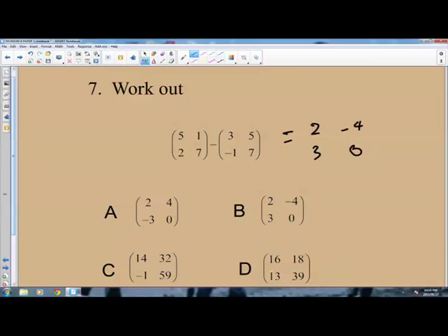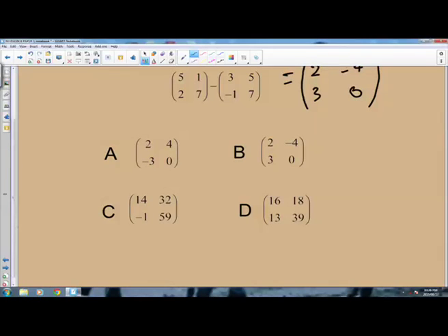So let's check if that is what we did. It's 5 minus 3, which is 2. And then 1 minus 5 is minus 4. And then 2 minus 1 is positive 3. And then 7 minus 7 is 0. So the answer to this is 2, minus 4, 3, 0. You will check this in the alternatives given.